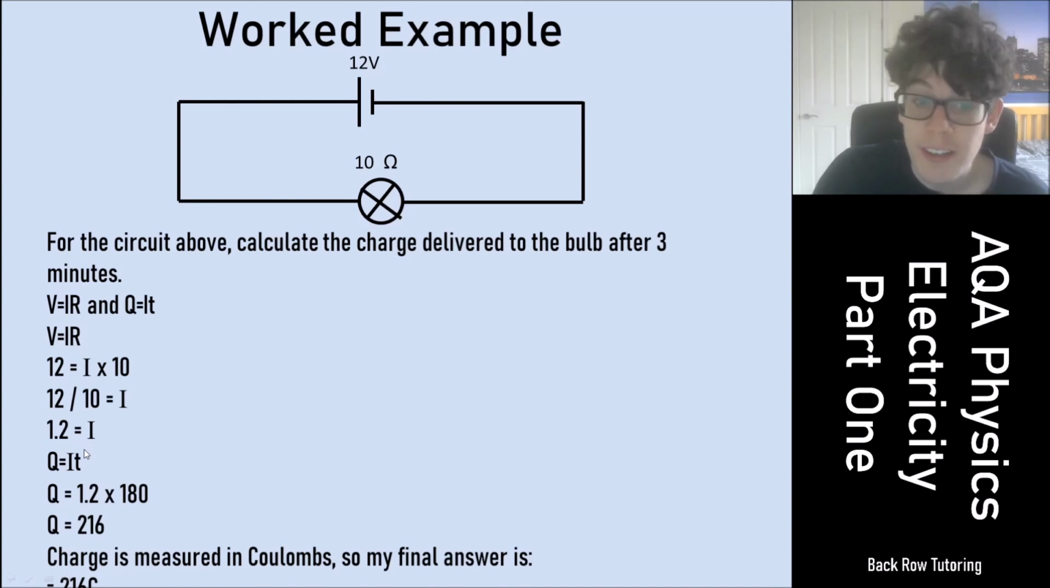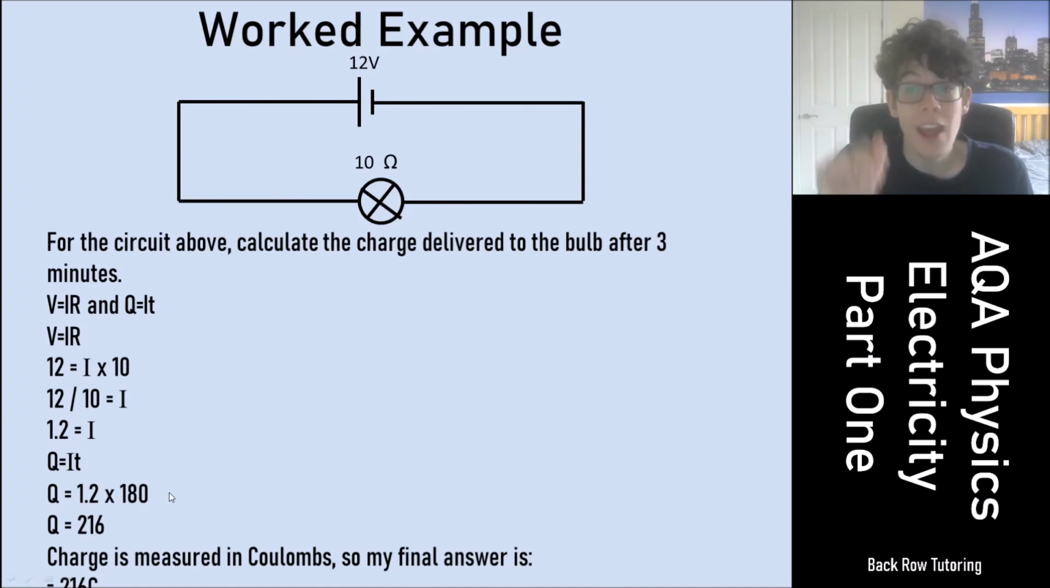Now we know the current, we can plug that in to this formula here. Q is equal to IT. So the charge is equal to 1.2 because that's our current that we have calculated, multiplied by 180. Why 180, I hear you ask? Because it's 3 minutes. 3 minutes is 180 seconds because there's 60 seconds in 1 minute. Times it by 3, you get 180. So the total charge delivered is 216. Charge is measured in coulombs, so our final answer is 216 coulombs.